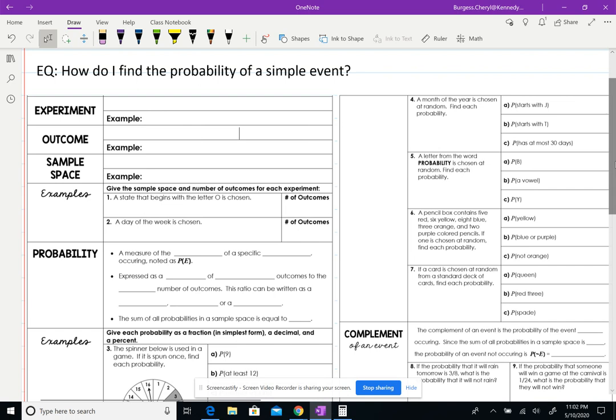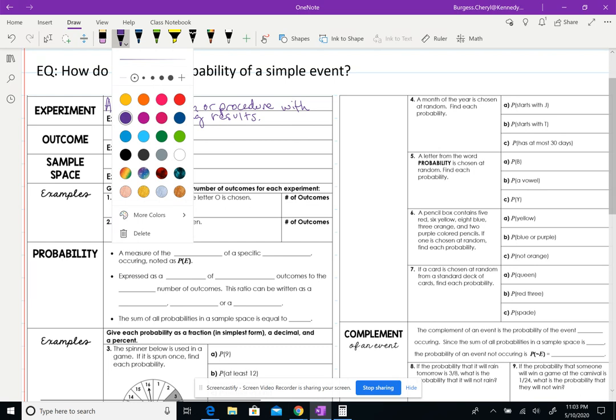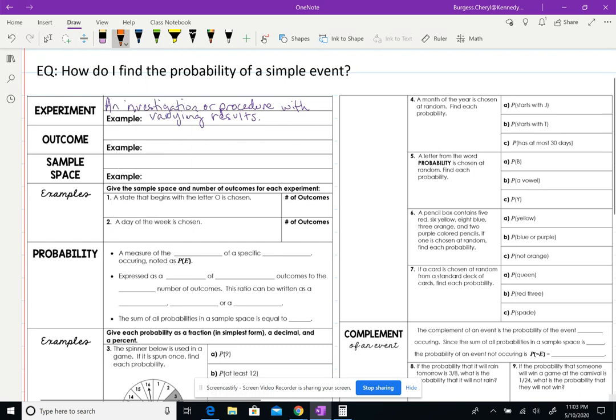So I know you all have heard of an experiment. In math, we're going to say an experiment is an investigation or a procedure with varying results. So let's go ahead and write that down. Investigation or procedure with varying results. An example for an experiment having to do with probability would be flipping a coin.